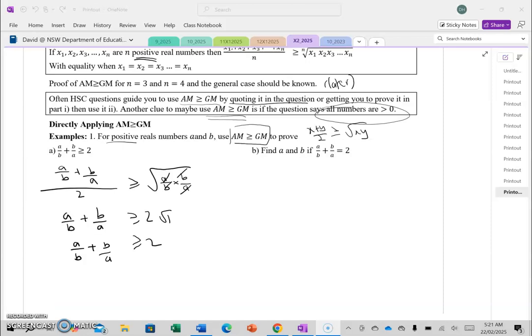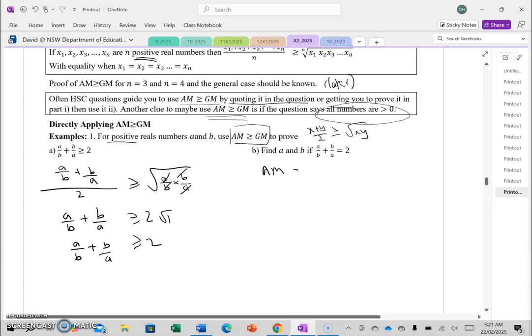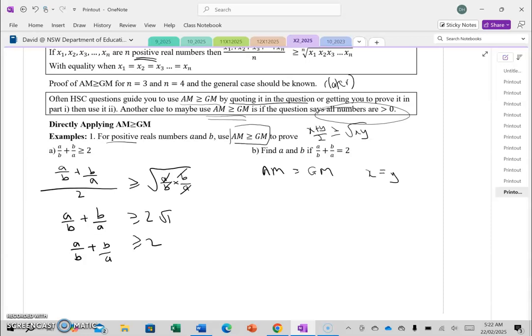Okay, B. Let's work through these. Find A and B if, and notice that that's the same as this but with an equal to, and remember that AM equals GM when X equals Y. The numbers that you're subbing into the AM-GM are equal.